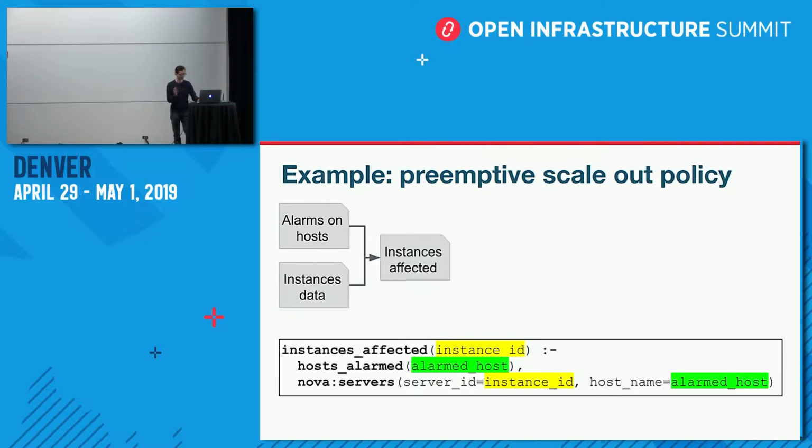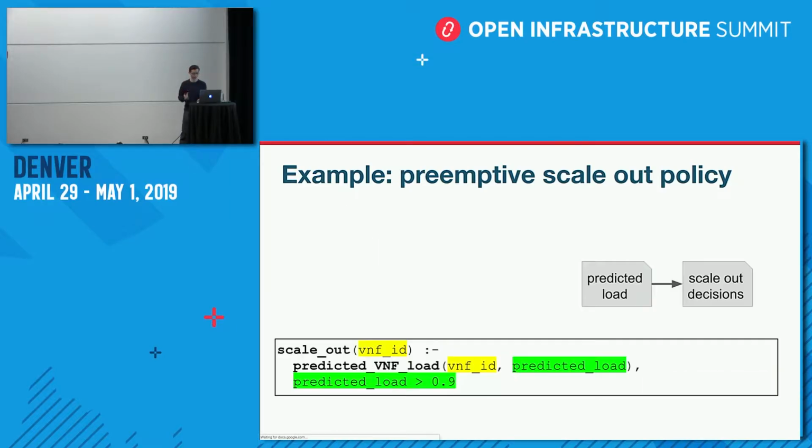And just for another simple illustration, let's go to the last step as a very, very simple decision on which things to scale out. Here, by looking at the table previously computed by the policy on predicted load on each VNF, the policy identifies the VNFs where the predicted load is greater than 90% and decides to scale those out.